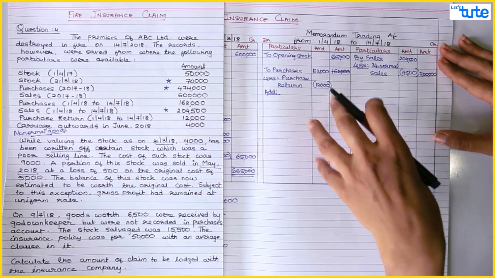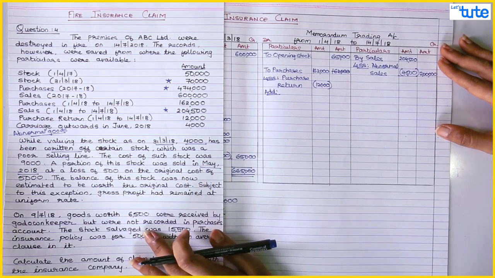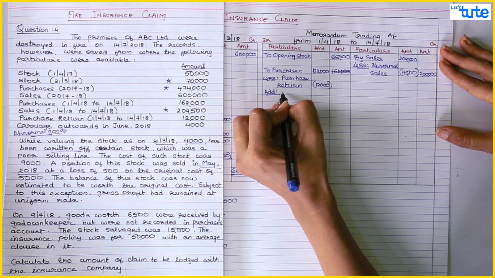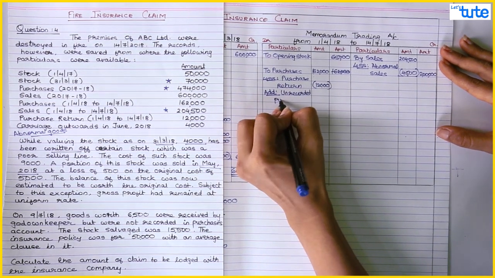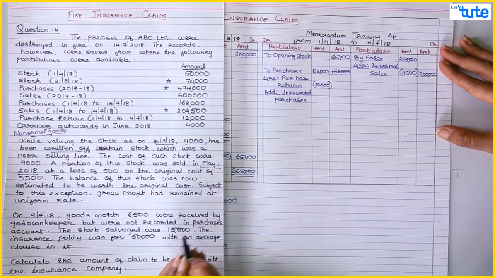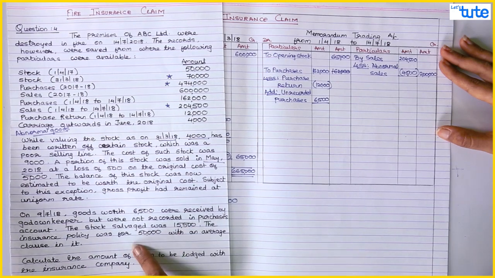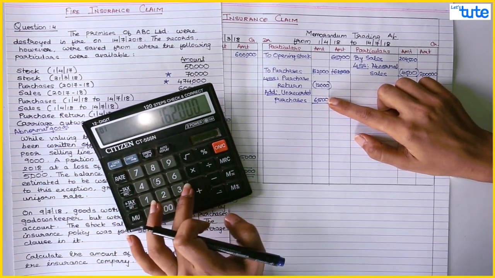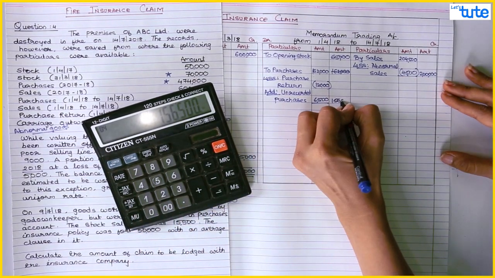So what we always do, we find out physical goods lying at the place of fire, and these goods are there physically at the place of fire, so you need to add those goods to purchases, add unrecorded purchases, because you have received the delivery of those goods worth 6,500, and then they have given you salvage and policy value. So how much is your purchase? 162,000 minus 12,000 plus 6,500, so 156,500.